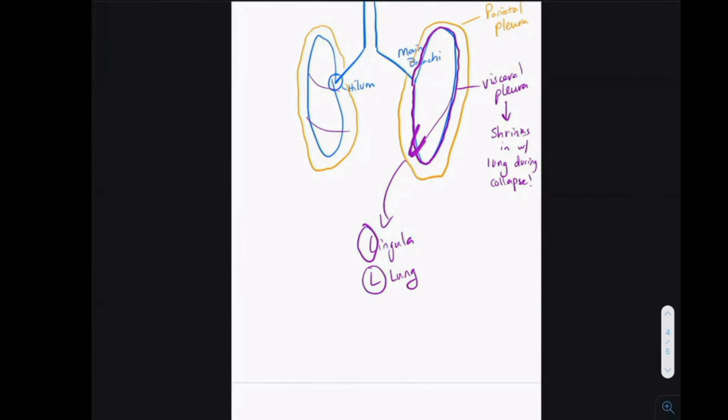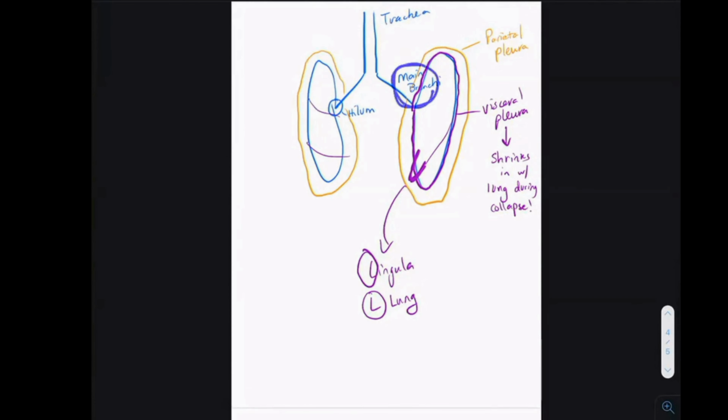And what happens when your primary bronchi or your main bronchi right here enter the hilum of the lung? So when they enter the hilum of the lung, they start dividing, and then they divide like 10, 20, 30 times. Okay, so let's just talk about these divisions.